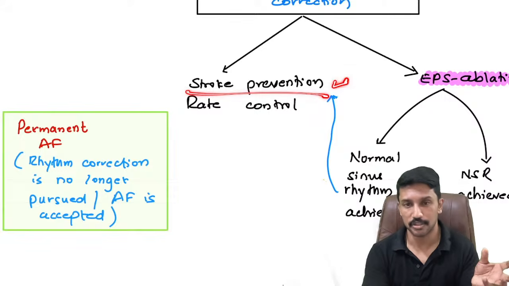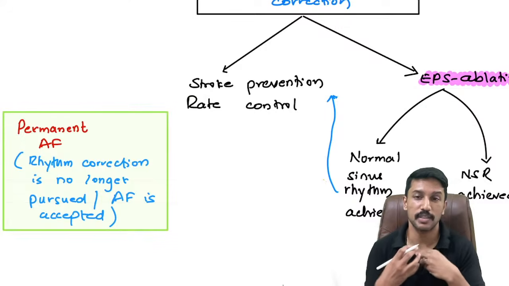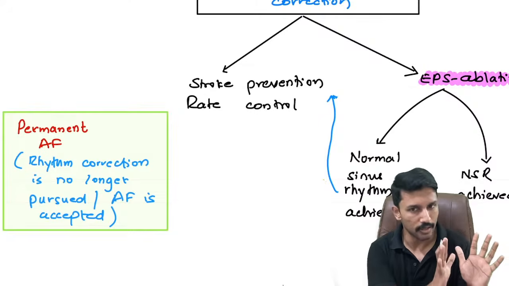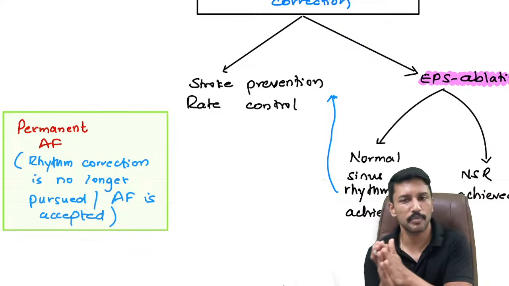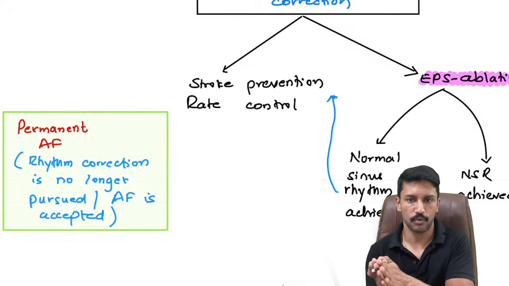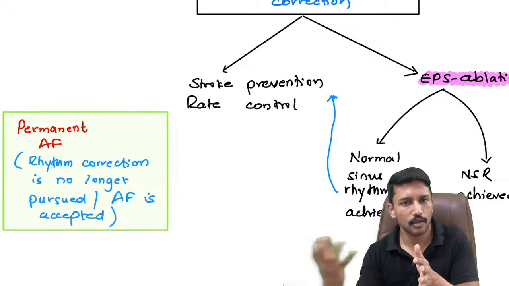If the patient has RHD or has undergone a valve replacement with a metallic valve, I have to go with only warfarin. If these conditions are not there, then I can probably use newer oral anticoagulants, and that will take care of the stroke risk.